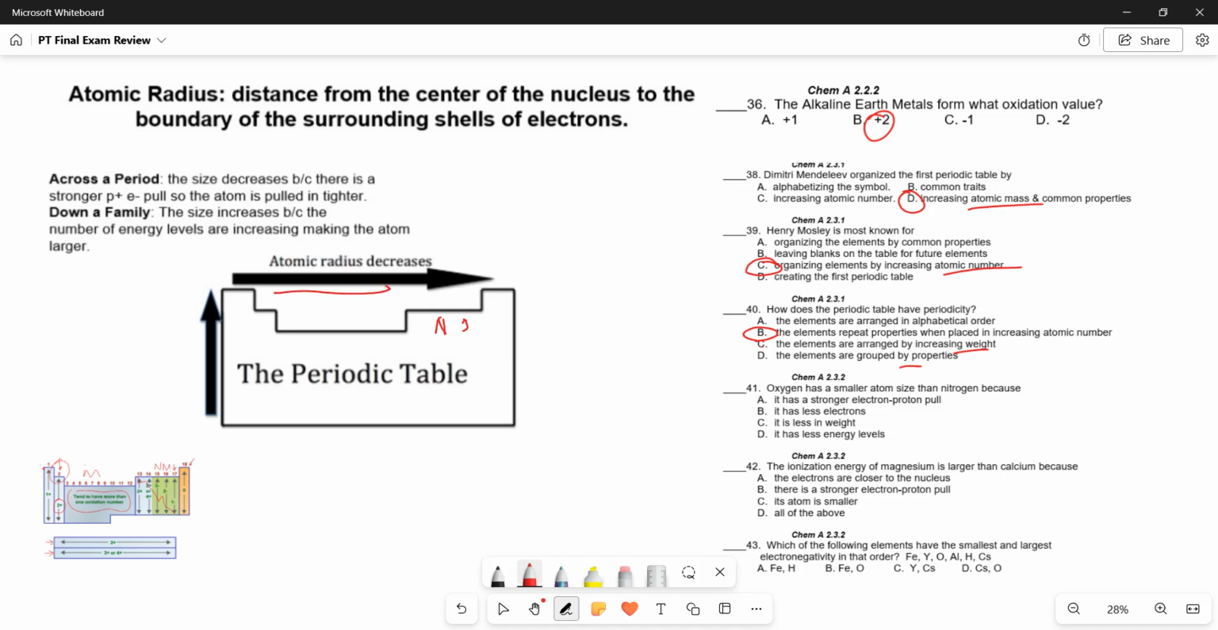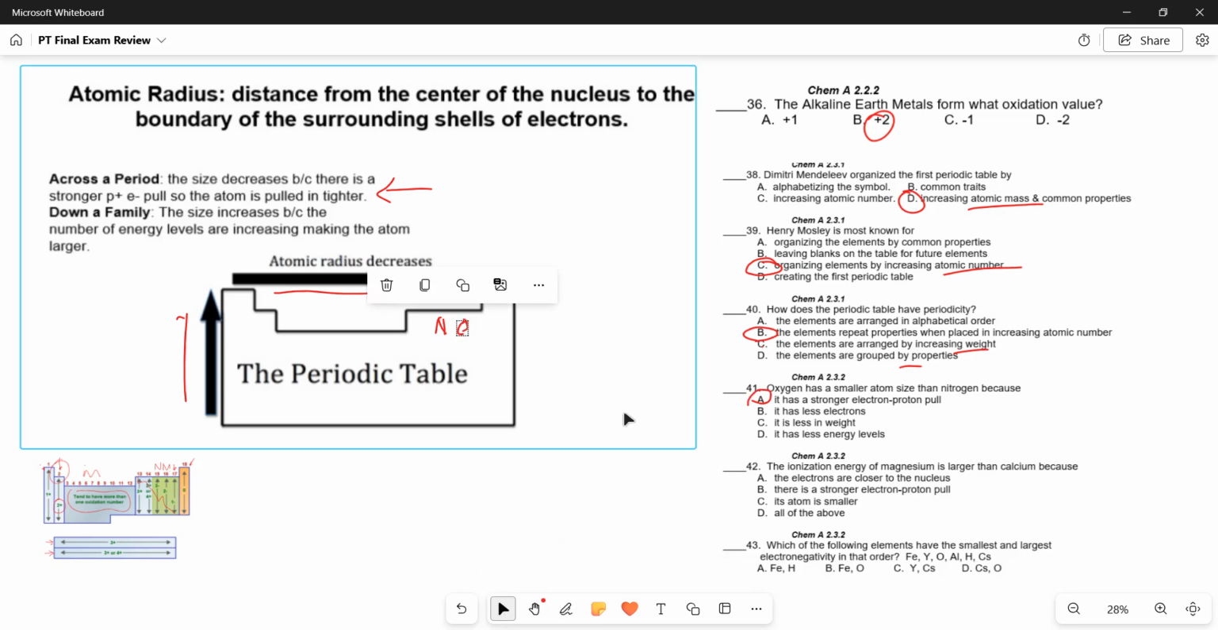And so as we go across a period and up a family, we see that the size decreases. And the reason for that, if we look right here, is because there's a stronger electron pull. Same number of energy levels, but I have an increasing number of protons pulling on electrons at the same distance, and so it grows smaller. So answer A is the correct answer there.